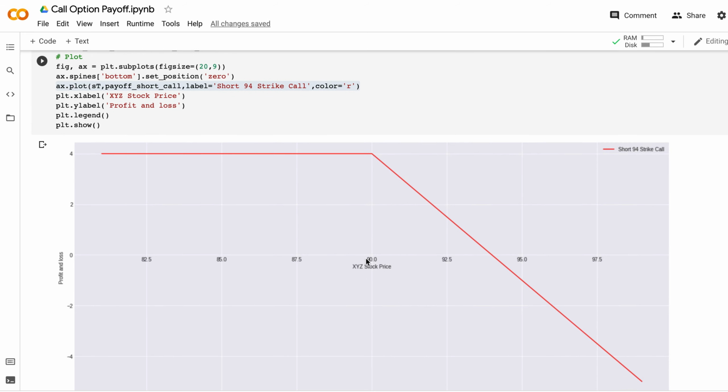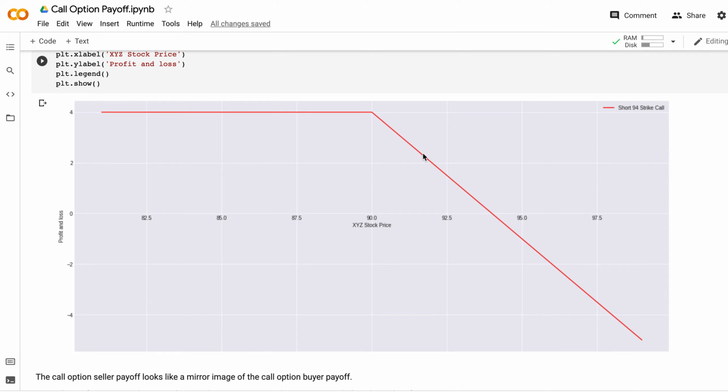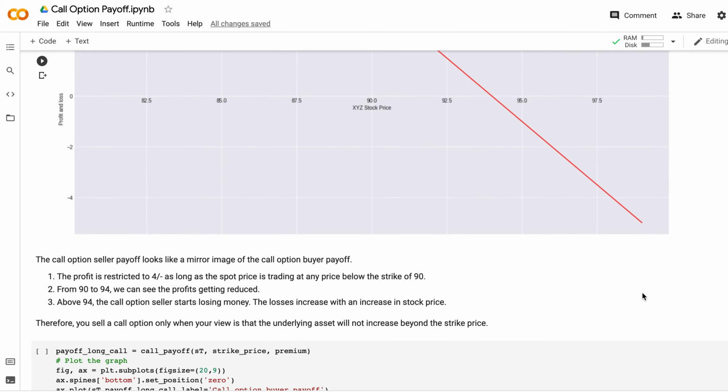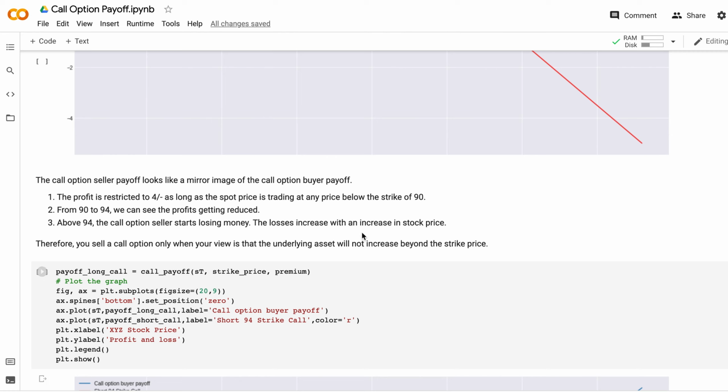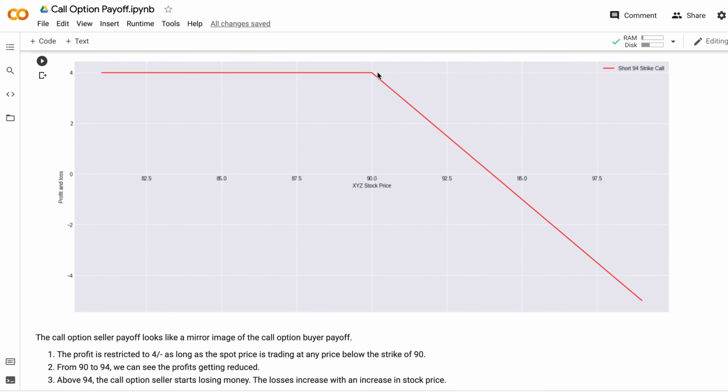And when the stock price increases above, the option writer will slowly lose his gains from the premium, and that's the break even. After the break even, he will lose money and has to pay the buyer of the call option. So the call option seller payoff looks like a mirror image of the call option buyer payoff. The profit is restricted to 4, the premium price, as long as the spot price is trading at any price below the strike of 90, right? Below 90, we keep our 4.